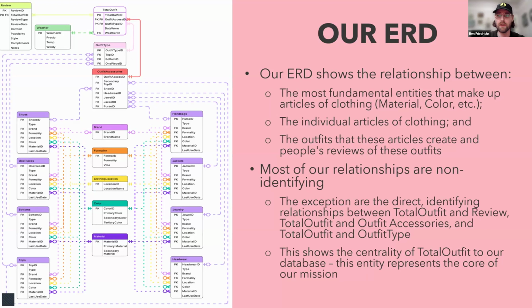As you can see, most of our relationships are non-identifying. We do have an exception, which are the direct identifying relationships between total outfit and review, total outfit and outfit accessories, and total outfit and outfit type, which can all be seen at the top of our ERD. This kind of shows that the most central and most direct relationships in our project are all based around the total outfit entity. That makes sense because the core of our database is creating outfits and seeing how other people feel about them.